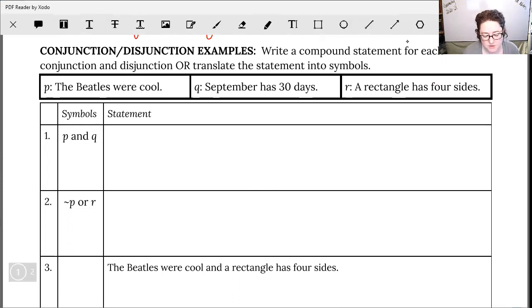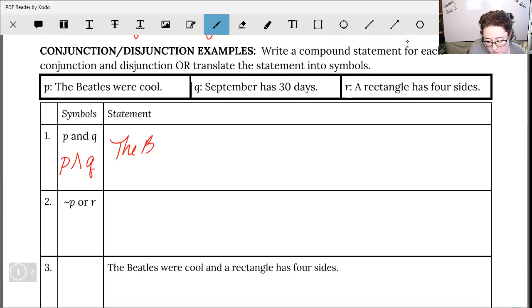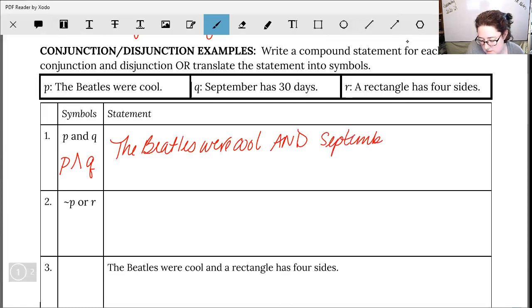If we have the symbols P and Q, with and, we can use the up arrow. So in symbols, we could write P up arrow Q, or P and Q. If we were to write this out, we're just substituting in the statements that were given for the P and the Q. So this statement would be written: the Beatles were cool and September has 30 days.